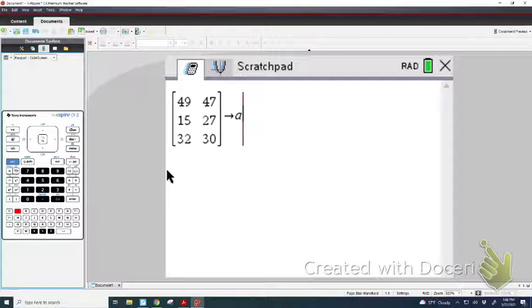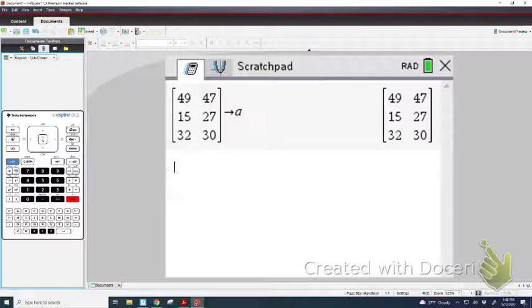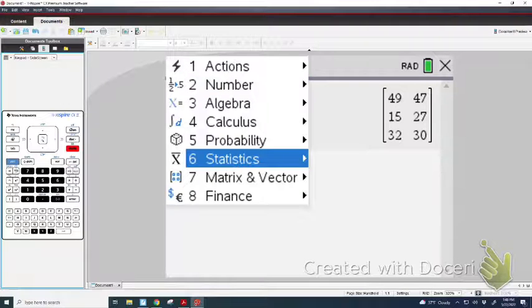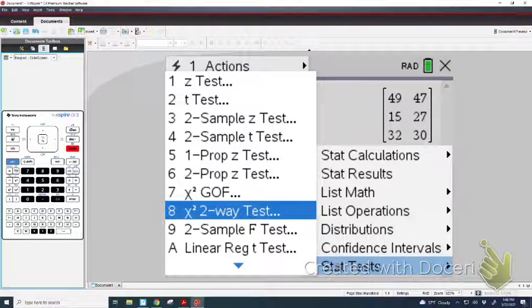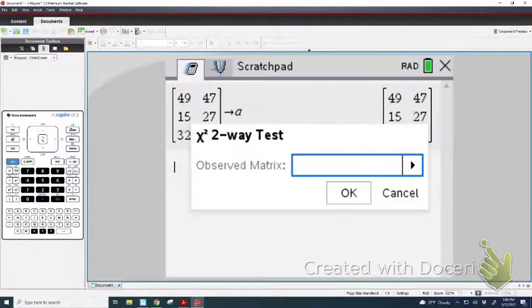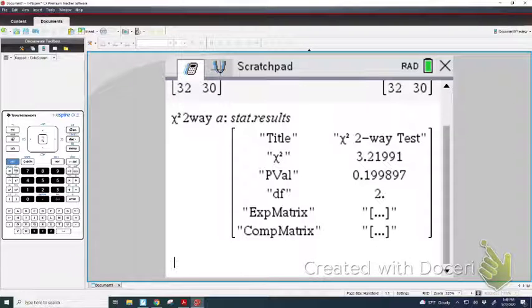So one more time, when you have your matrix, if you press Control var, you get the arrow and pick any letter you want, and it's stored. Then you run a test like we always do. Stat tests. Go to two-way test. Don't pick GOF test, that's a one variable test. And I named my matrix A, and we're done.